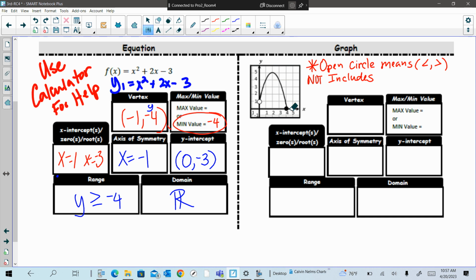Look at the graph. What's the value of the intercept? 1. No, 1 does not touch the x-intercept. 4. Yes, 4. It's where it touches the x-axis, guys. So this is only 1. We do not include this one over here because it doesn't come down and touch. Does that make sense? So x equals 4.